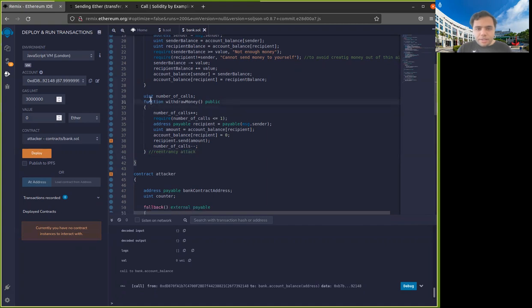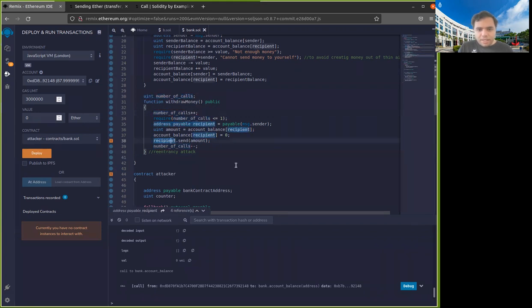Now here, the way this number of calls thing works is that I'm basically counting how many times I have withdrawn money recursively on my stack, right? So number of calls is initially 0. As soon as I call withdraw money, number of calls becomes 1. But then at the end of this function, number of calls again becomes 0. So the only thing that number of calls checks is that I don't have reentrancy.